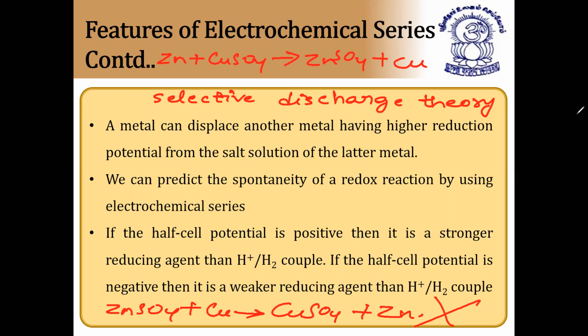So based on this point only, they ask objective questions in the examination: which of the following reactions are feasible, which of the following reactions are not feasible. They'll give 2-3 equations.